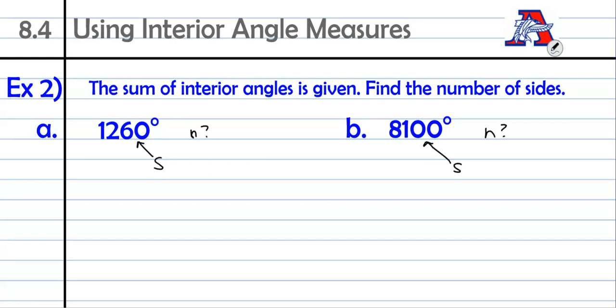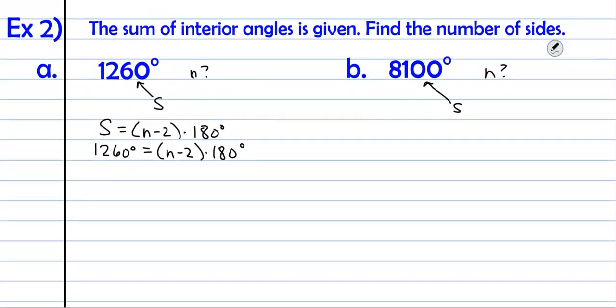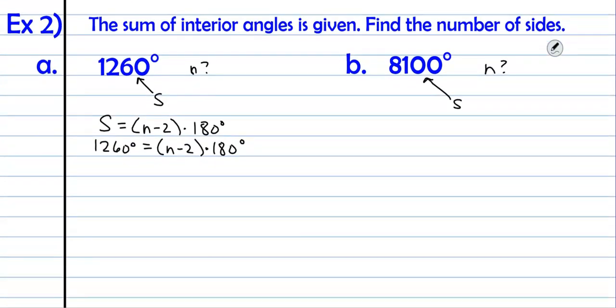So when we go and use our formula, I'm just going to write it down one more time. S equals n minus 2 times 180 degrees. This time, we're not going to substitute anything in for n. We're going to substitute something in for S. So in our first case, we have 1,260 degrees equals n minus 2 times 180 degrees. Now the fastest way to solve this is probably not to distribute. We could distribute the 180, but I would just divide both sides by 180 degrees.